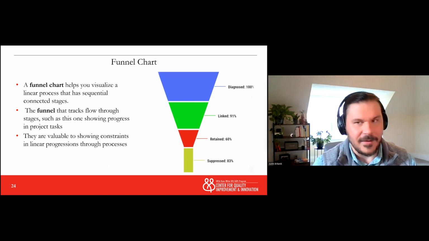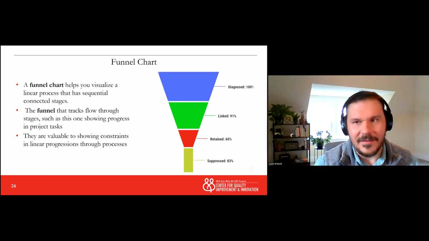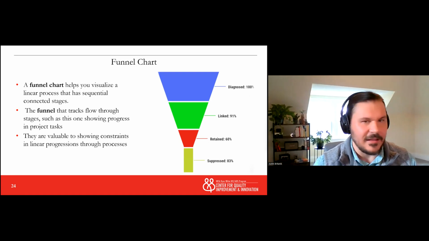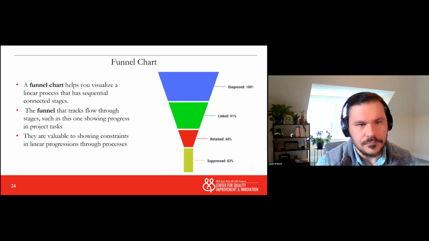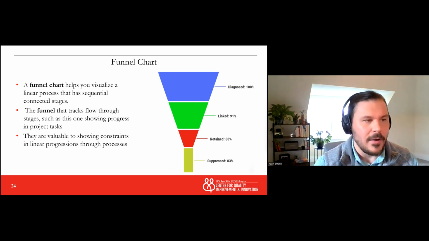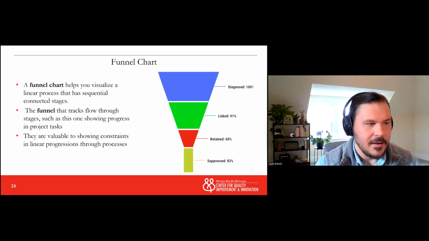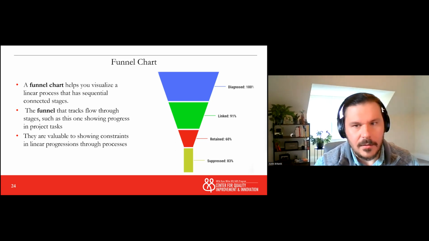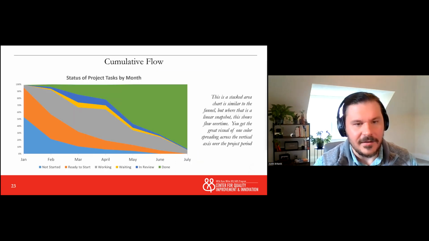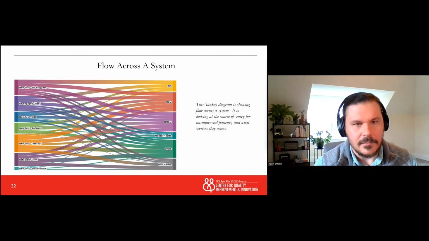Some folks may be suppressed, but they don't come in for those medical visits like they should with the measures. That's where our constraint is, in retention. So that might be where we want to focus. You can look at anything in this funnel chart, but it helps you see where those problems in flow might be. Where do we get a little hung up? Any questions on seeing this? Can you see the bottlenecks in each of these?